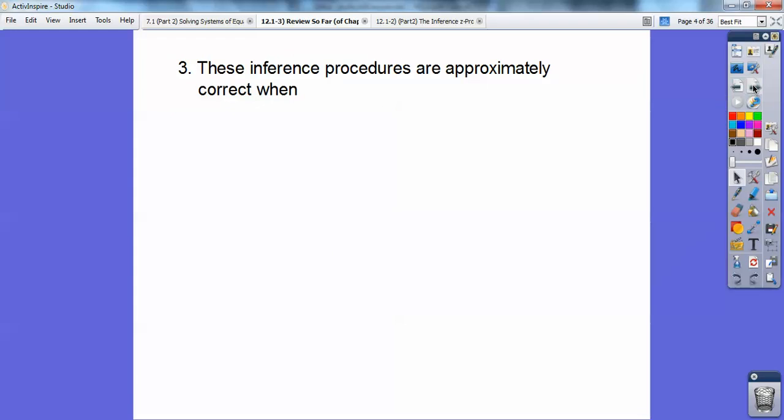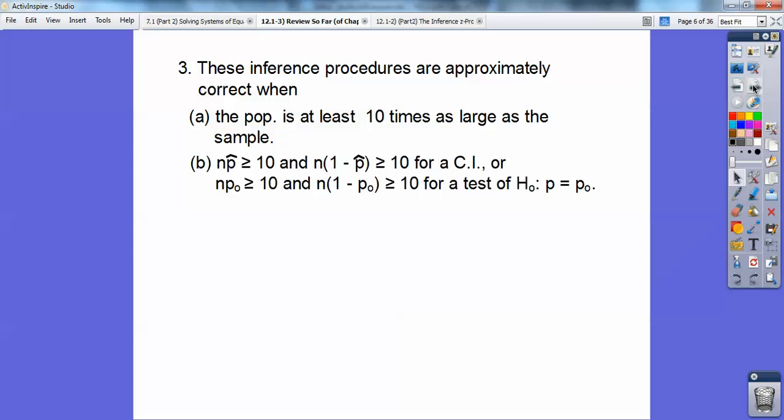So the inference procedures are approximately correct when the population is at least 10 times as large as the sample, and n times your sample proportion is greater than or equal to 10, and n times the complement is also greater than or equal to 10 for a confidence interval, or n times the proportion you're dealing with is greater than or equal to 10, and n times that complement is also greater than or equal to 10. Okay, and that's when you're testing the hypothesis that the population proportion equals whatever proportion you're talking about.